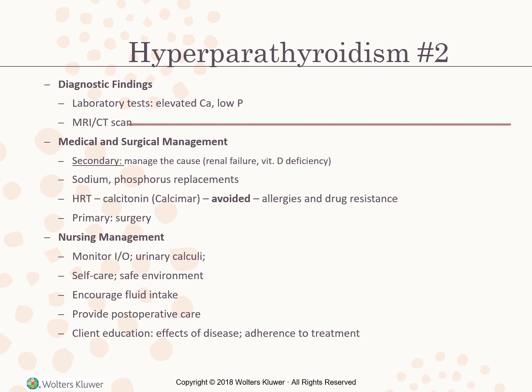So secondary hyperparathyroidism is managed by correcting the cause. For example, vitamin D therapy for a vitamin D deficiency, correcting the renal failure, or a calcium-restricted diet. Sodium and phosphorus replacements can often be ordered, and hormone replacement with synthetic calcitonin is avoided because it's associated with allergic reactions and drug resistance. It's usually caused by antibodies that neutralize the hormone.